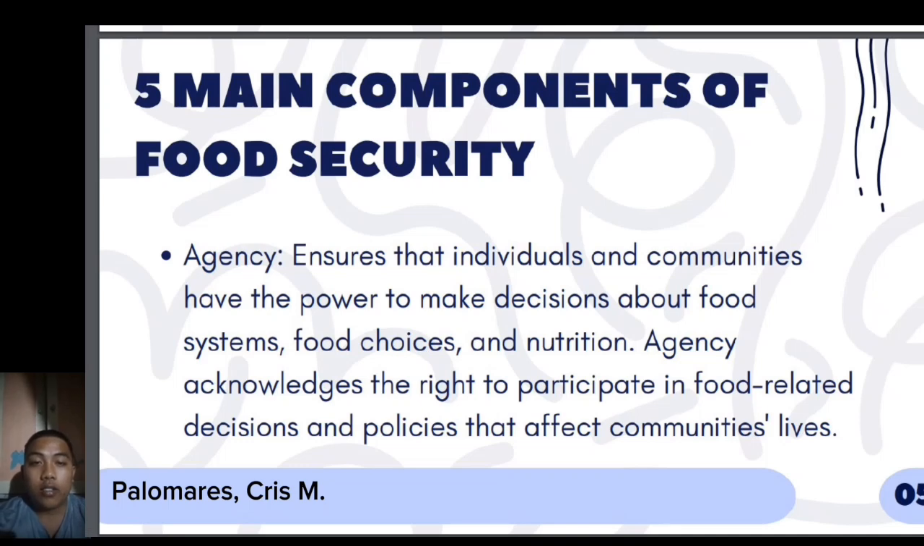Conclusion. These components help assess and address the various dimensions of food security, promoting resilience and long-term sustainability. That's all. Thank you, sir.